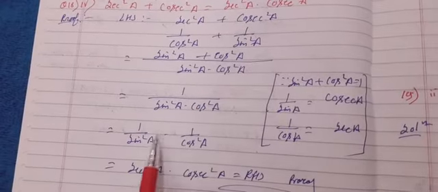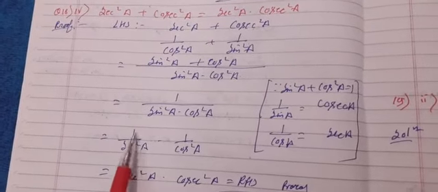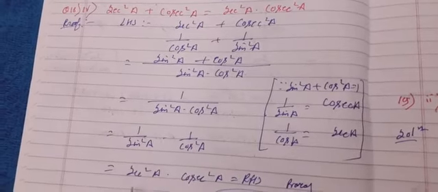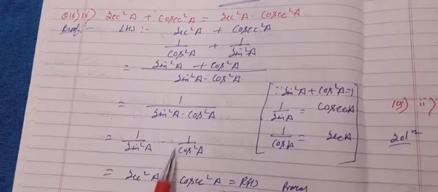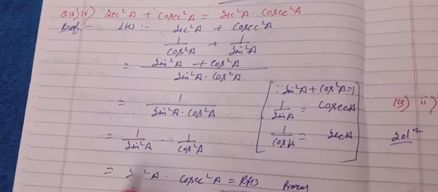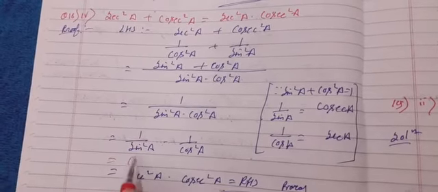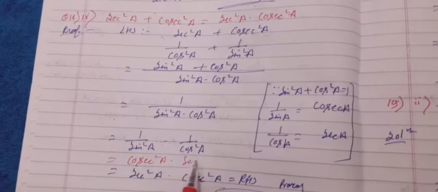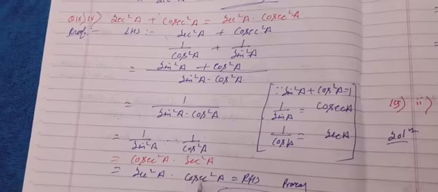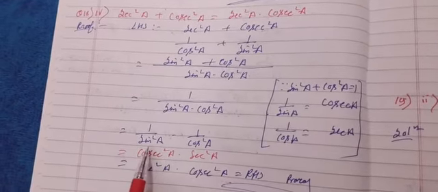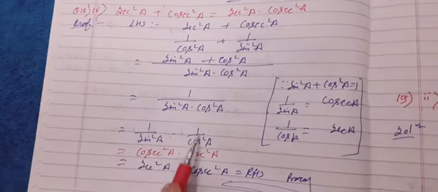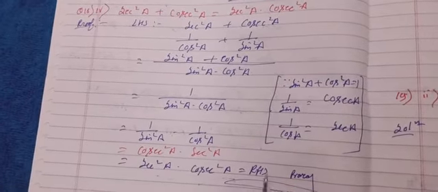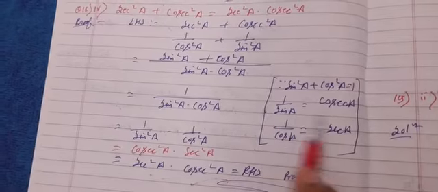So we are about to reach the answer. I have separately written 1 by sin square a into 1 by cos square a, and in place of this I have written cosec square a, and then here sec square a, and then you may rearrange them, because 1 by sin is cosec a and 1 by cos is sec a. So we reach RHS and it is proved, and whichever identities you have used, mention them here.